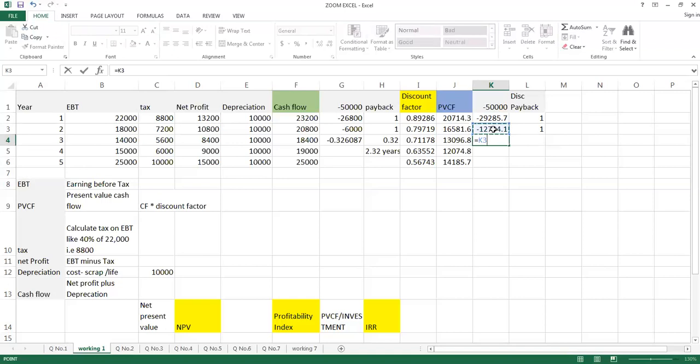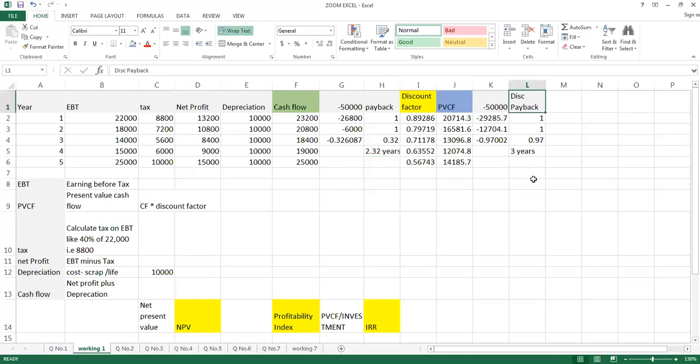Once you take this divided by this, your resulting answer is 0.97. 0.97 shows that within the year we are able to recover. So student, roughly we can say that in 3 years we are able to recover our whole investment. So if an investor is willing to use the discounted payback method as compared to the payback method, then under the payback method the amount will be recovered in 2.32 years, while in the discounted payback method the amount will be recovered in 3 years.